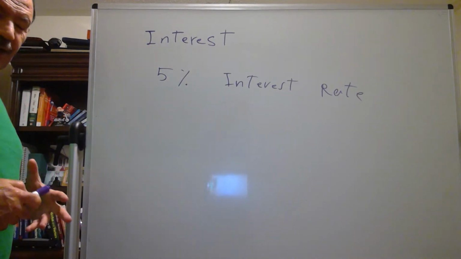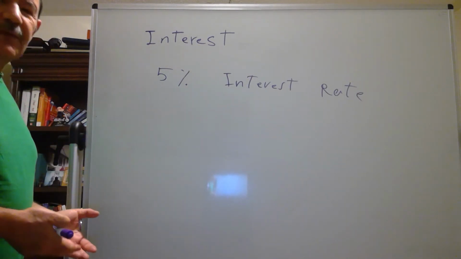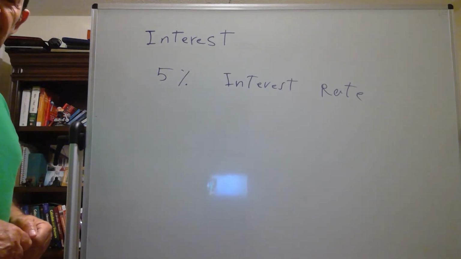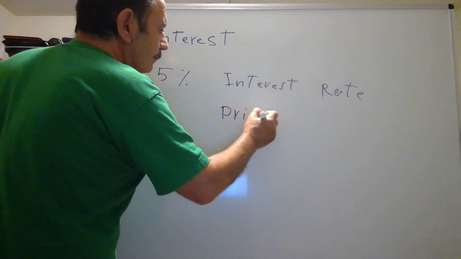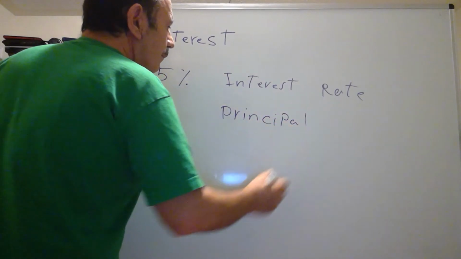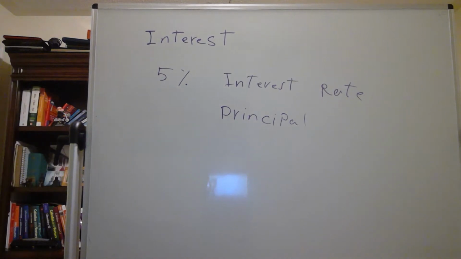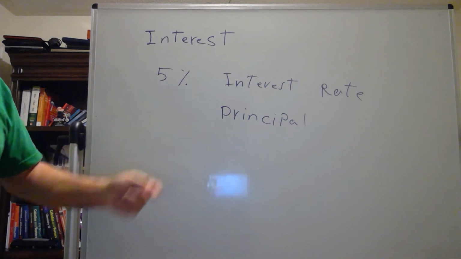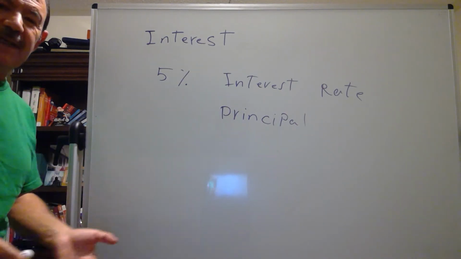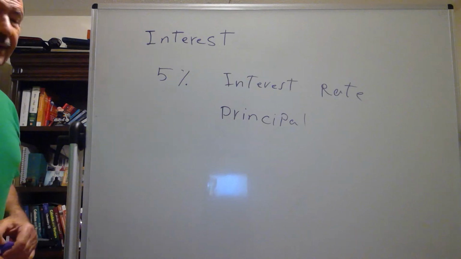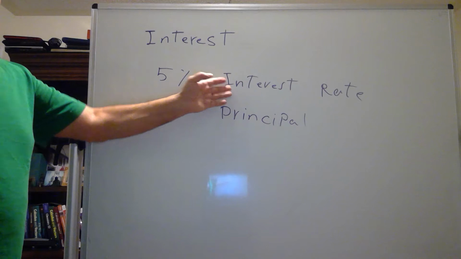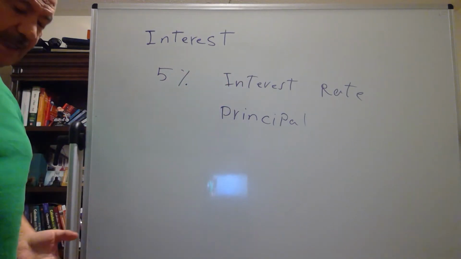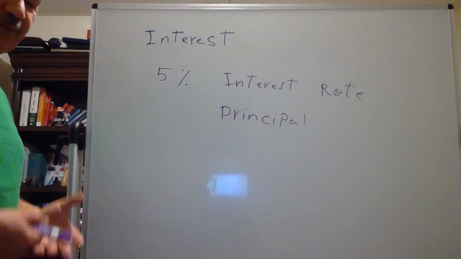And the original value that we are investing in the bank or borrowing from the bank, we call it principal. Principal is the original value of the money that we are investing in the bank or we are borrowing from the bank. Interest usually is in annual format. It means it is per year, in 1 year.